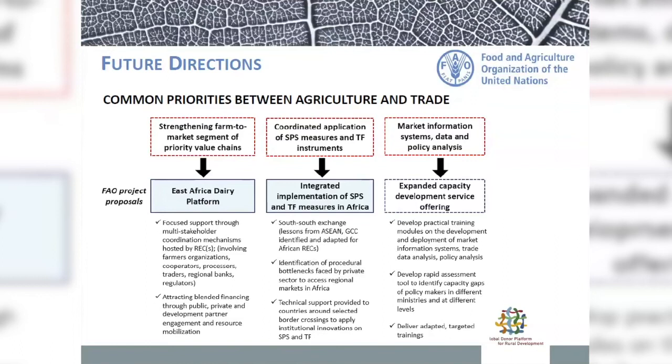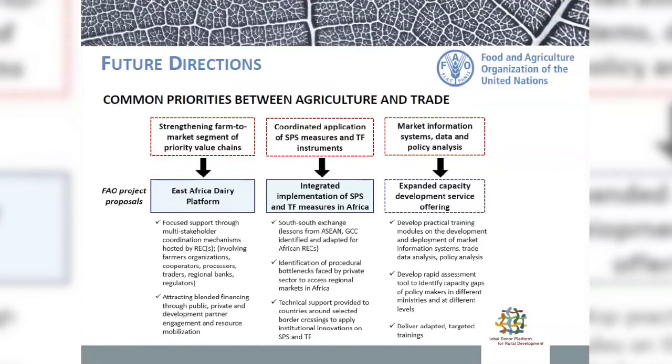And of course, in Africa, what we always see as well, and this was clear in the FMM project, was the need for market information systems, for data, and for policy analysis. In this regard, it's not a project proposal that we have developed, but we are designing a kind of umbrella where we want to develop, little by little, practical training modules on the development and deployment of market information systems, trade data analysis, and policy analysis, among other things. But this cannot be by itself, because having training modules at the end doesn't say anything.